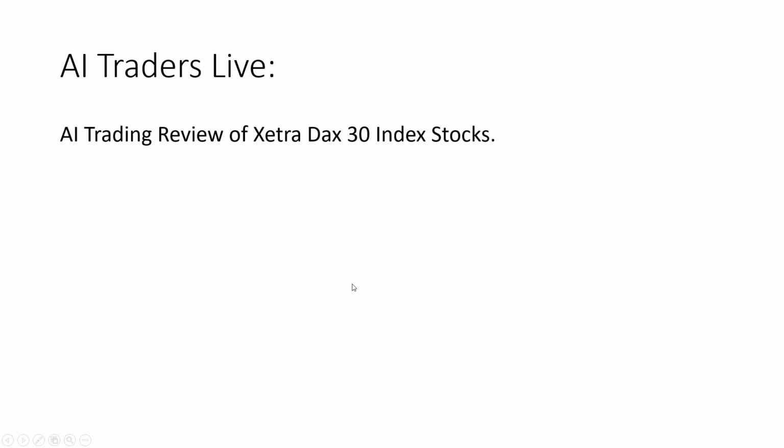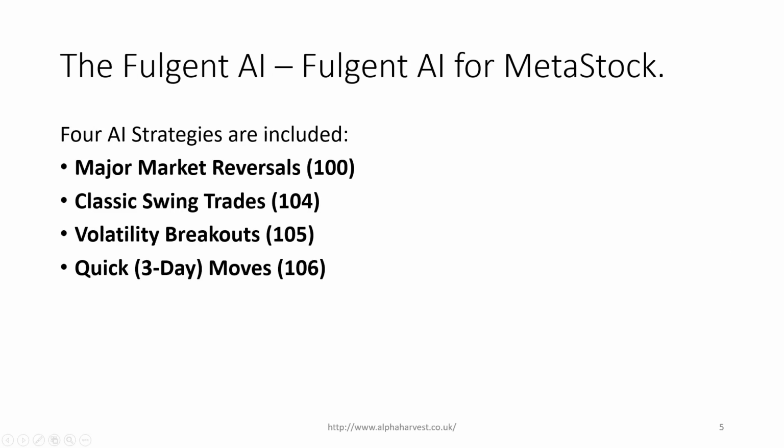So today's AI Traders Live webinar will be looking at the Xetra Dax 30 index stocks. The Xetra Dax 30 is the German large cap stock market index. It covers 80% of the German stock market, so basically 80% of the market is in 30 stocks. The AI strategies that we are going to look for are the major market reversals, classic swing trades, volatility breakouts, and quick 3-day moves. Now these codes are the identification numbers of the AI, so later when we run the screen we'll know which ones we're looking at.